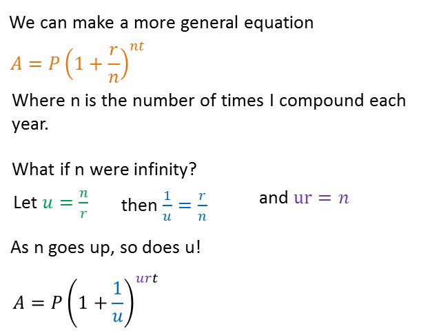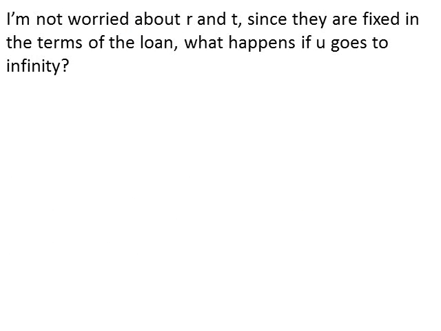So I just replaced that. Remember I said R over N is 1 over U, as written in blue, and I replaced the N with U times R, and that's going to help me out here. Okay, so I'm not worried about R and T in this situation because those are fixed. I can't change the rate of a loan. I can't change the time of a loan.